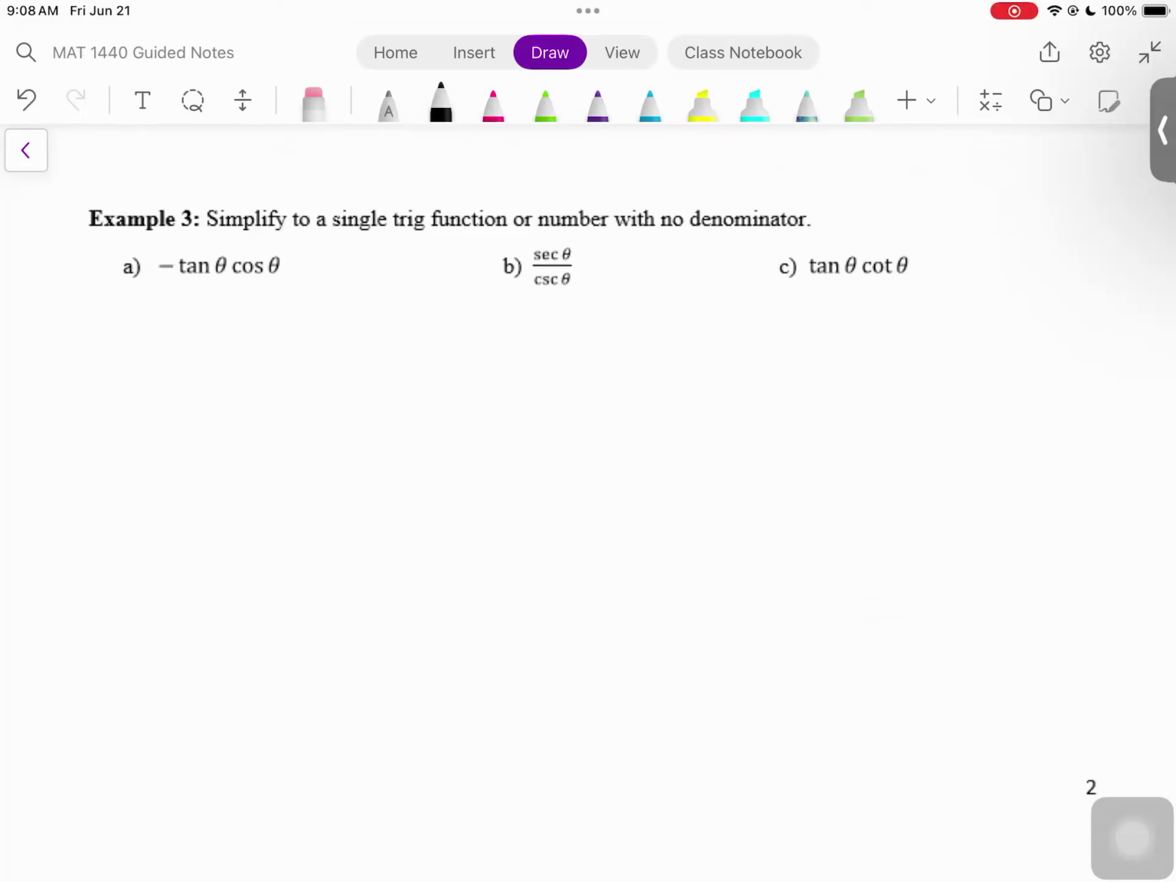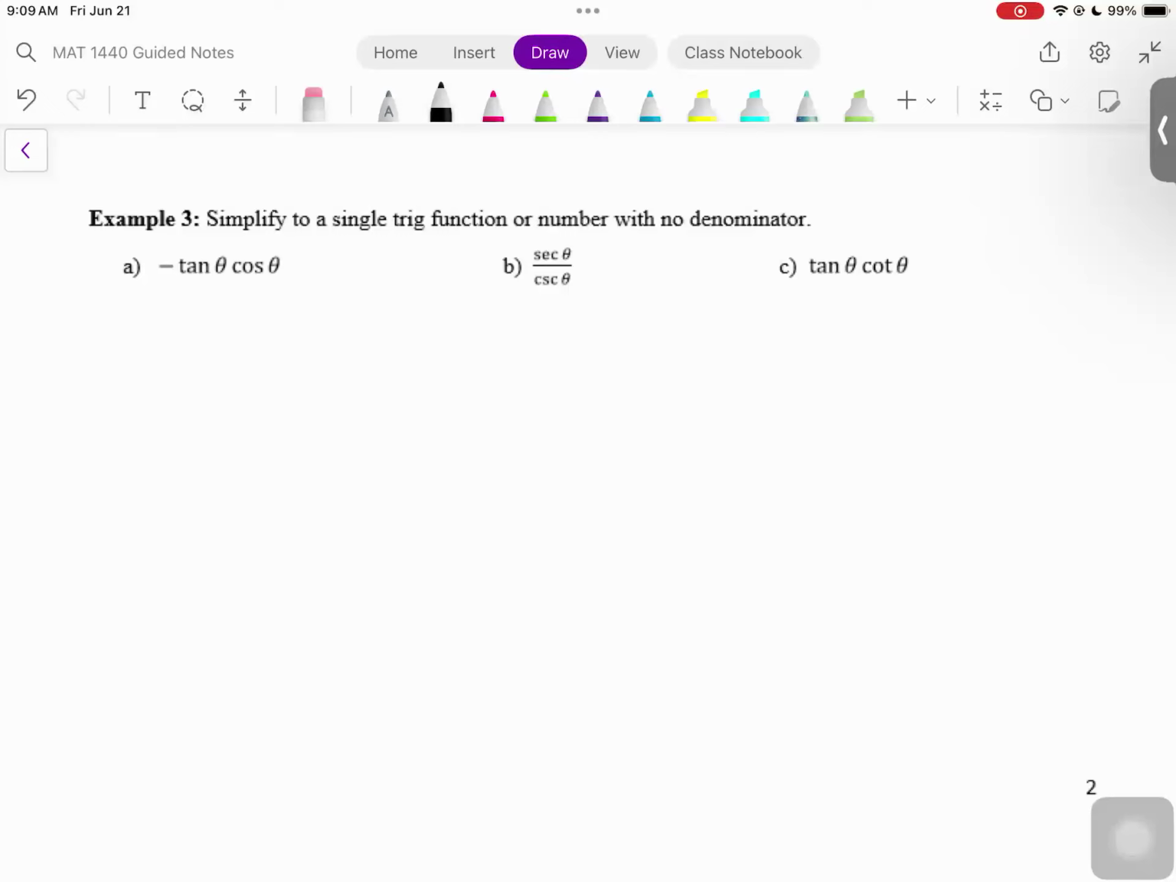Simplify the following to a single trig function or number with no denominator. So in this example, we are starting to touch on verifying trig identities. This is something that we're going to look at more formally in another video. But really what we're trying to do is take a given expression and rewrite it in a more simplified way.